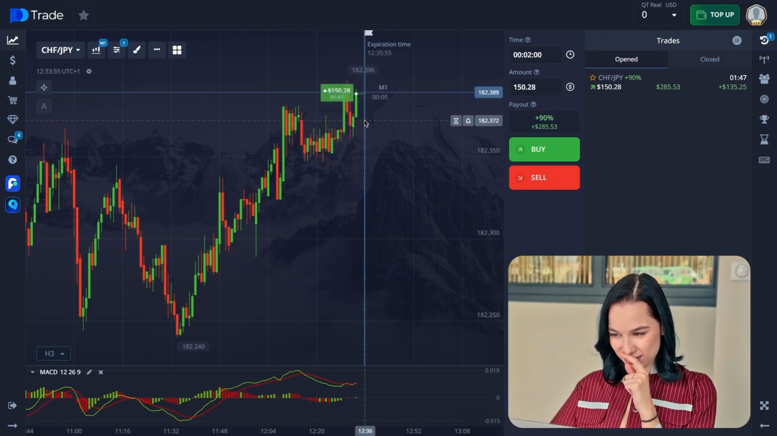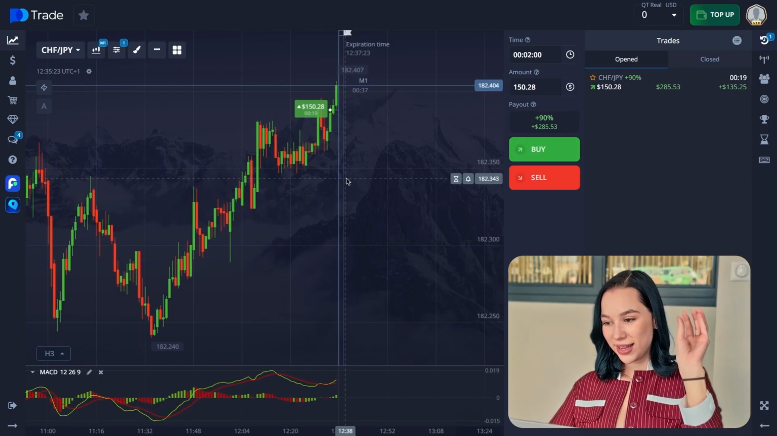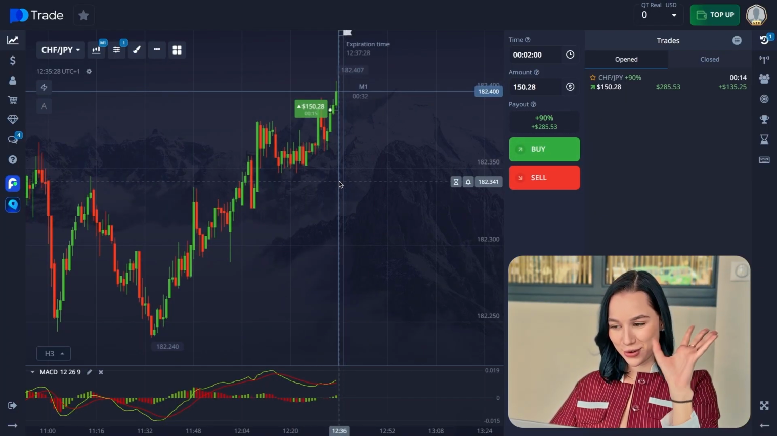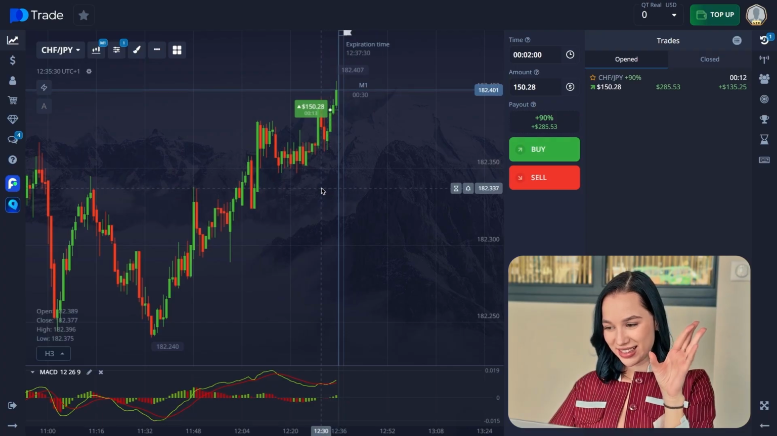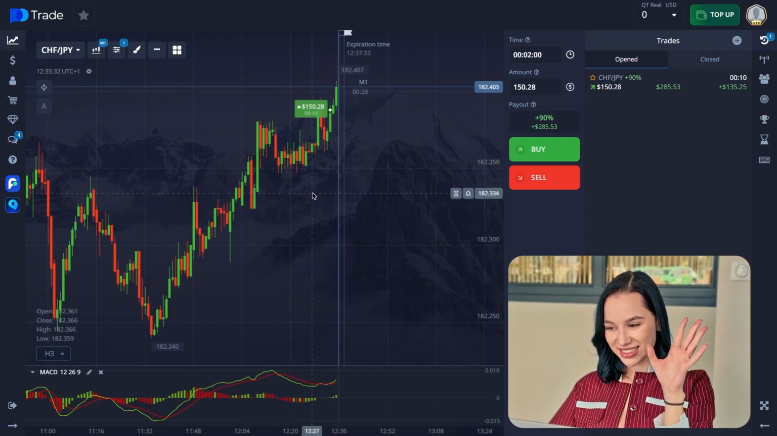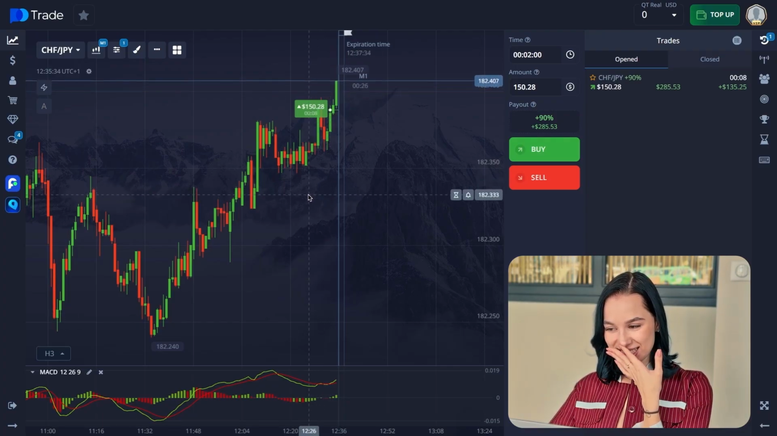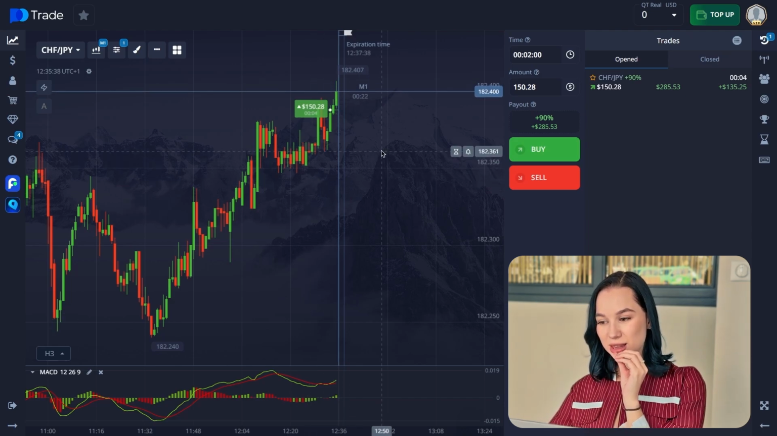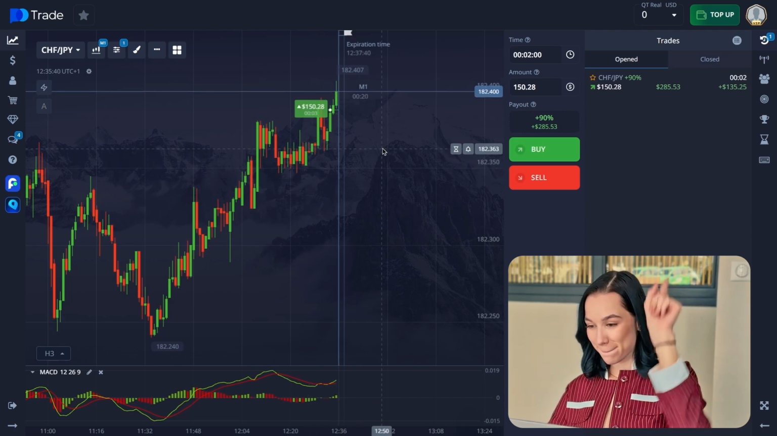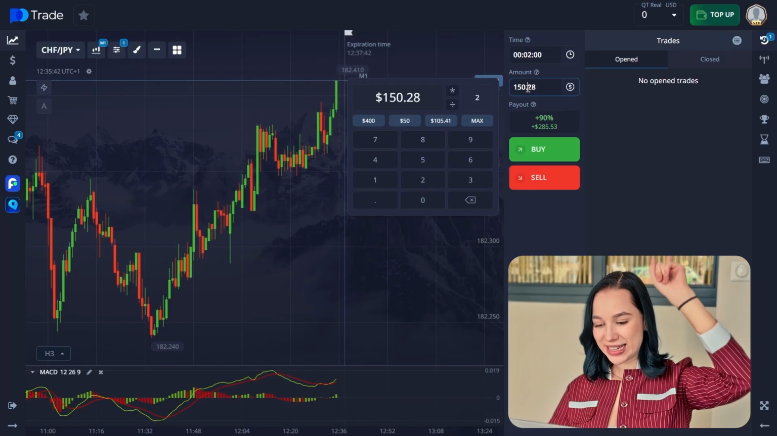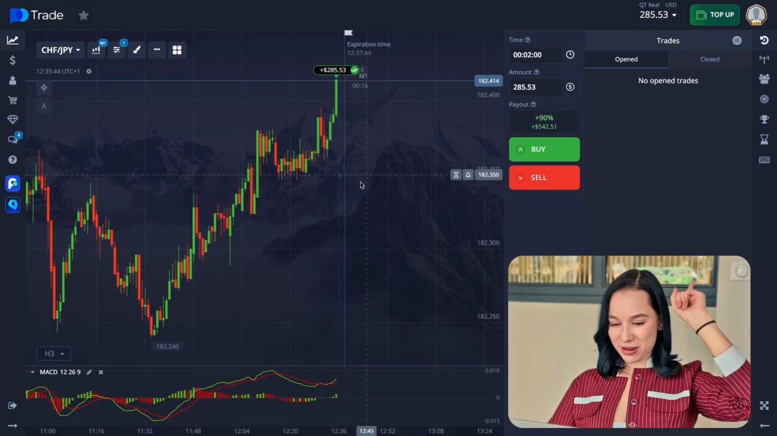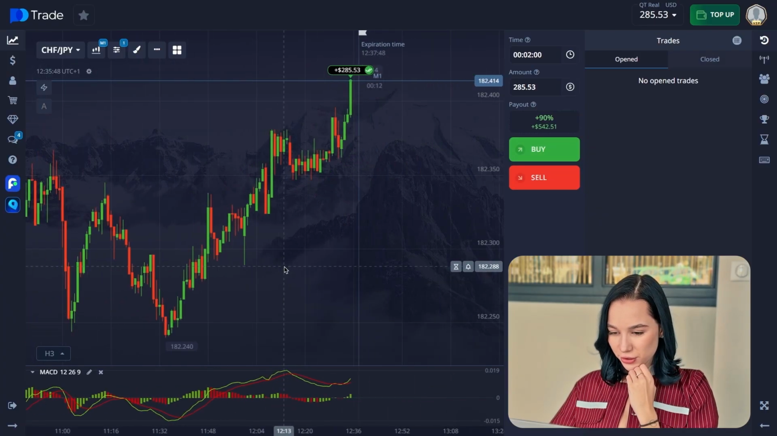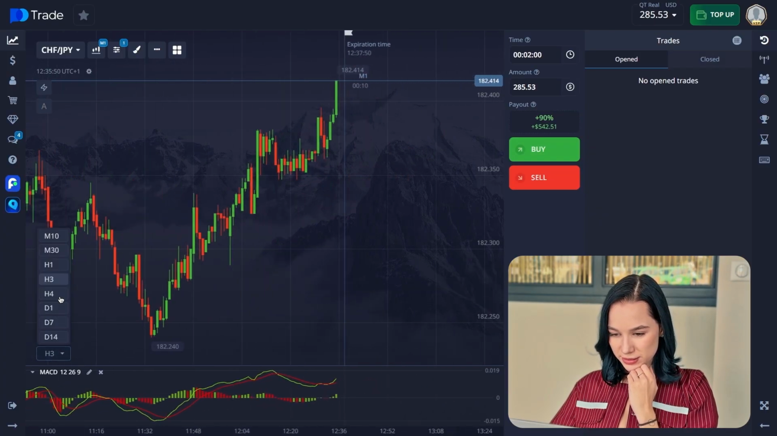So let's wait here. Now we have 18 seconds till the end of the trade. 15 already. It's going really good, guys. Oh my god. 10 seconds. Crazy. 7, 6, 5, 4, 3, 2, and we did that. Oh my god. So let's check out some other currency pair where we can open a trade.